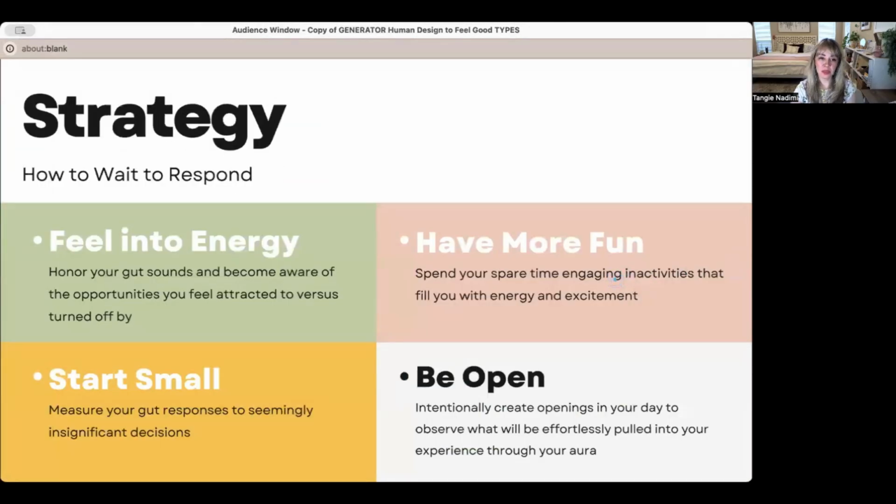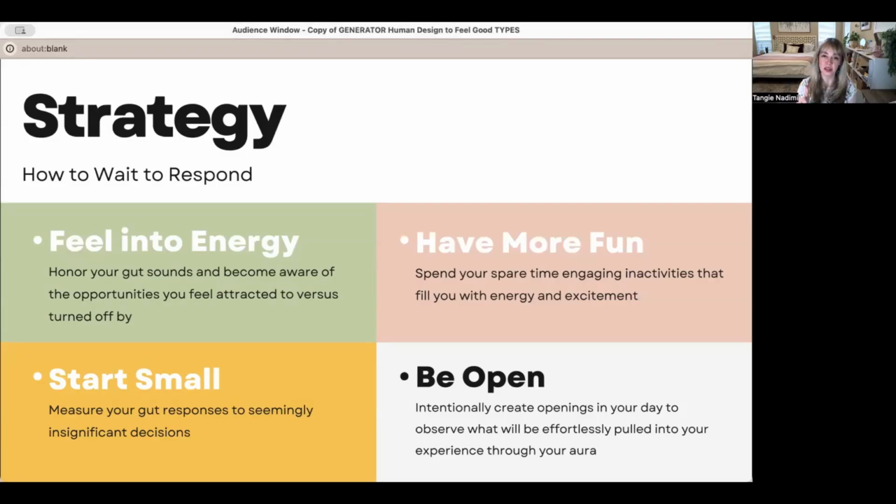So, how to wait to respond? Feel into the energy, honor your gut sounds. I often call those caveman sounds, the grunts, the noises you make when you're eating. Become aware of opportunities you feel attracted to versus turned off by. Have a little bit more fun. Spend your spare time engaging in activities that fill you with energy and excitement.